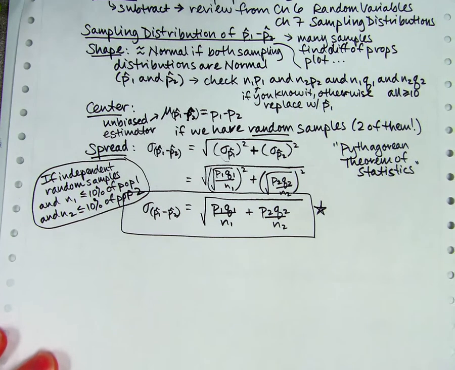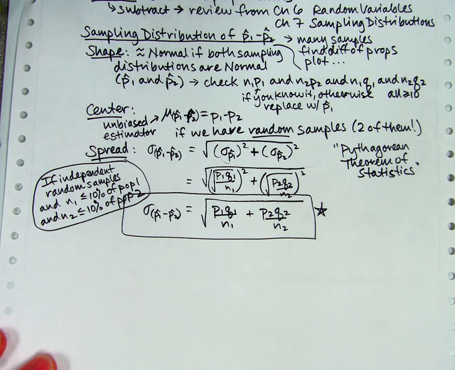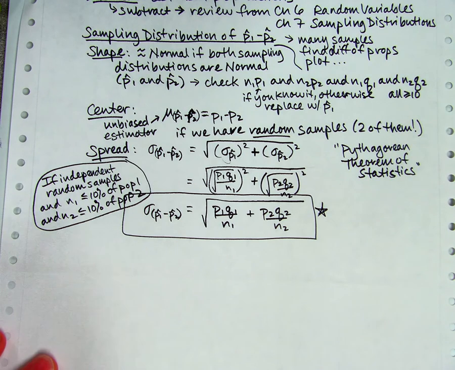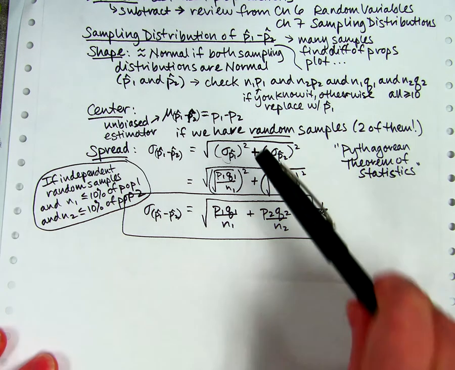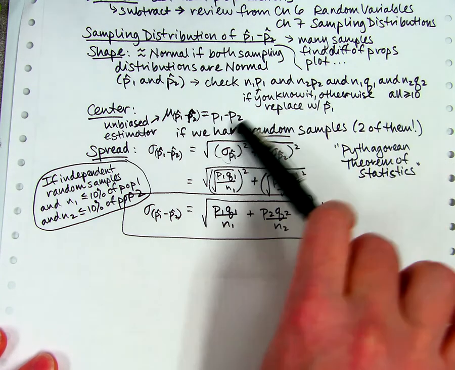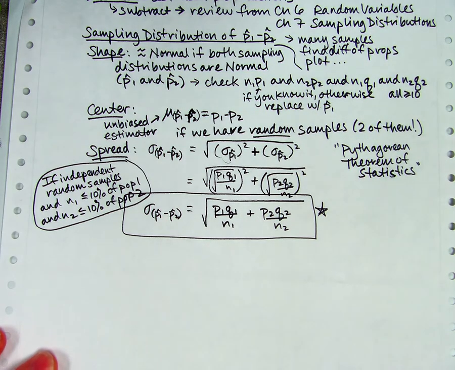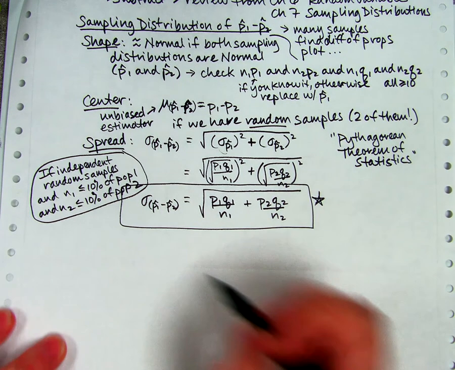So all of that is the theory behind all of what we're about to do in chapter 10. It should sound very familiar. Shape, center, and spread is tied into the normal condition, the random condition, and the independent condition. We're still doing those. It just got a little more complicated.